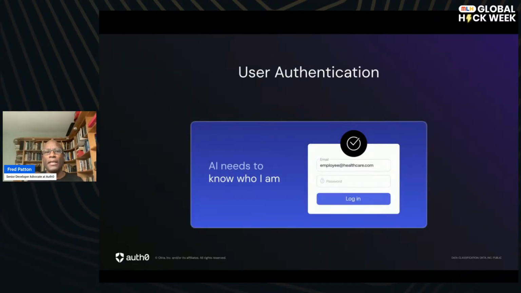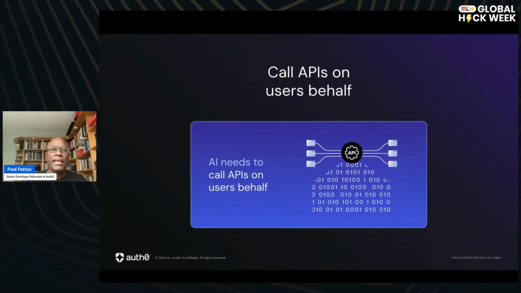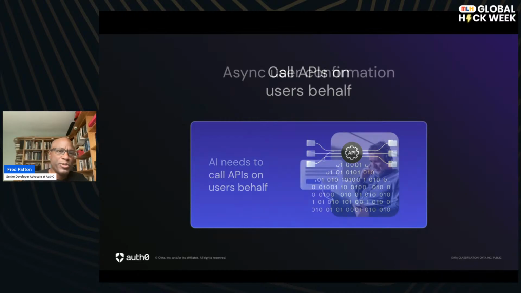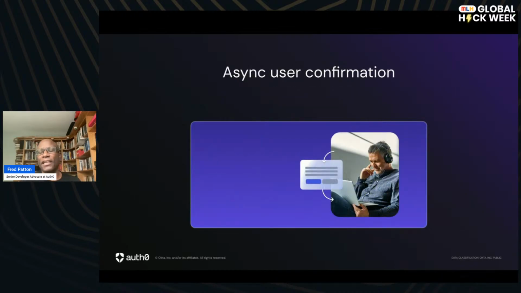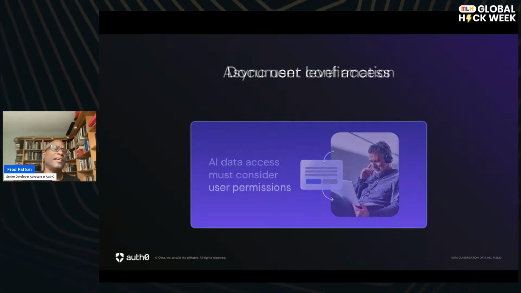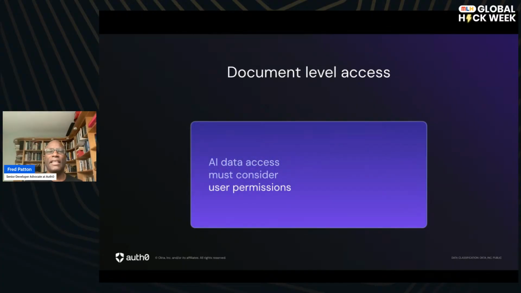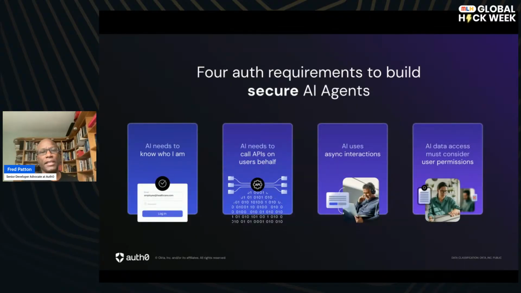So just to recap, the AI needs to know who I am. The AI needs to call APIs on behalf of users. They need async confirmation, authorization, and they have to consider permissions, including very fine-grained permissions. So that, in a nutshell, summarizes what Auth0 for AI Agents provides.